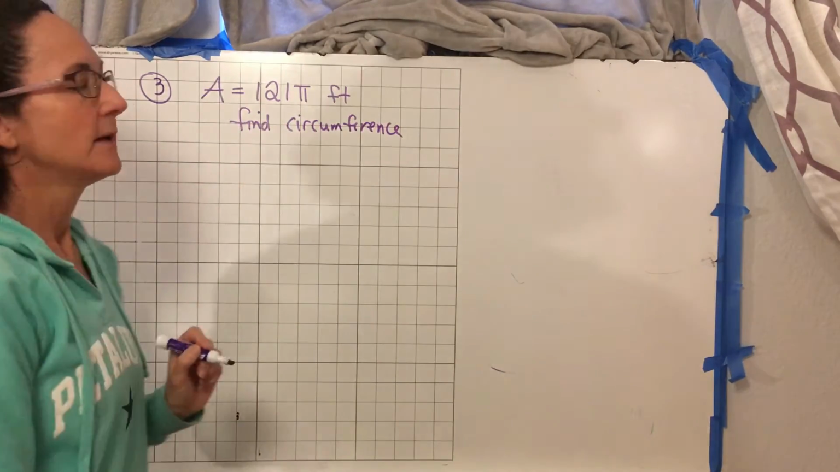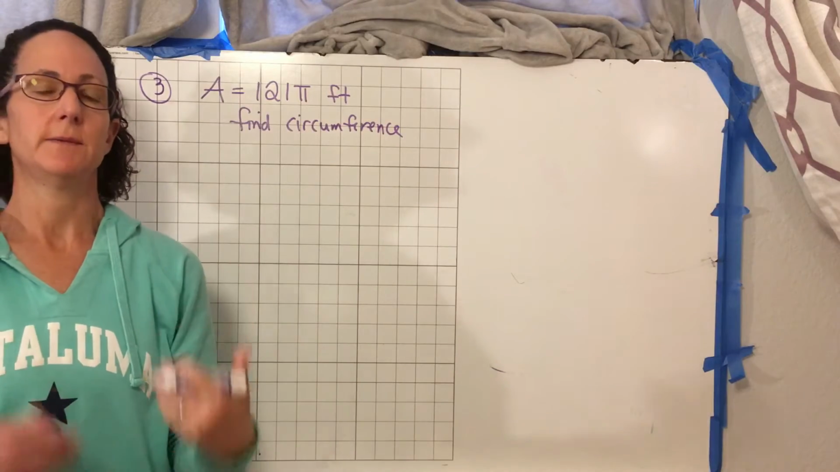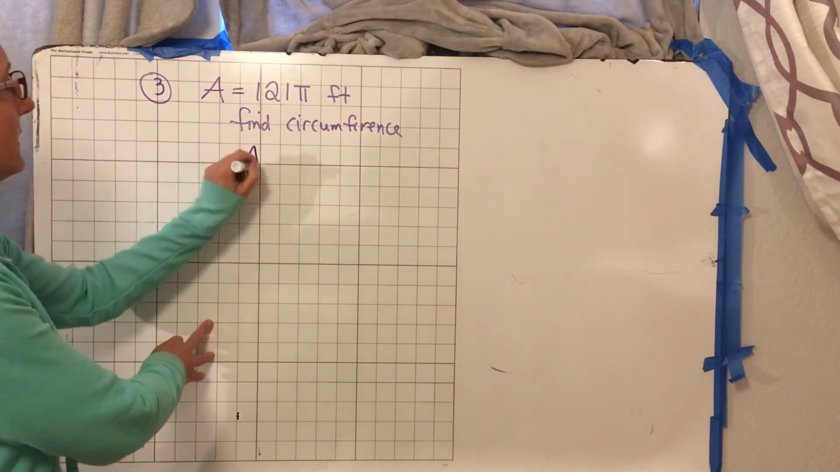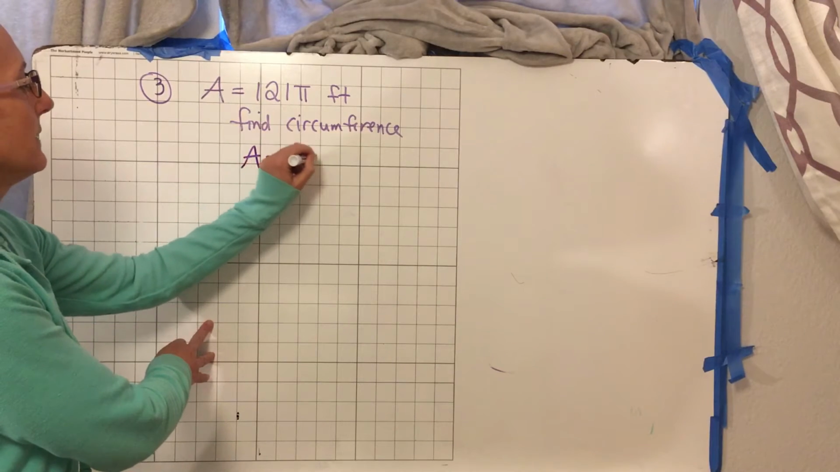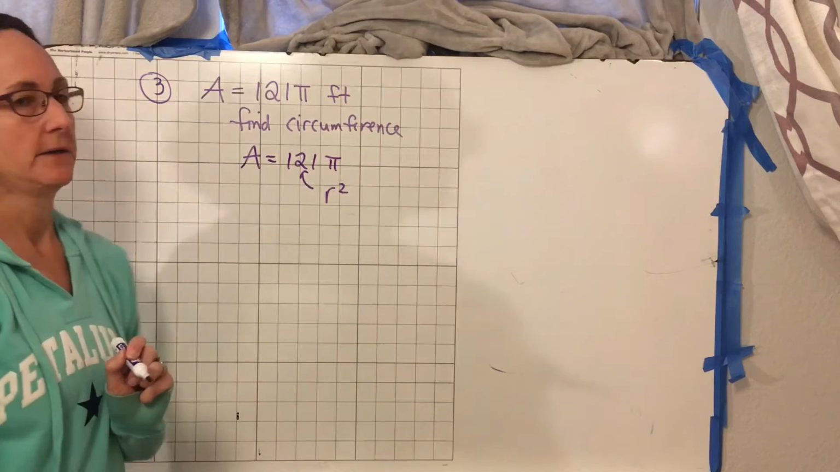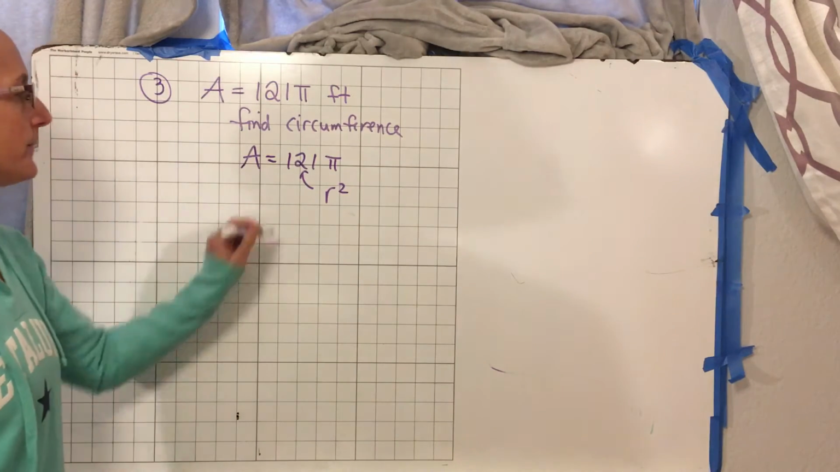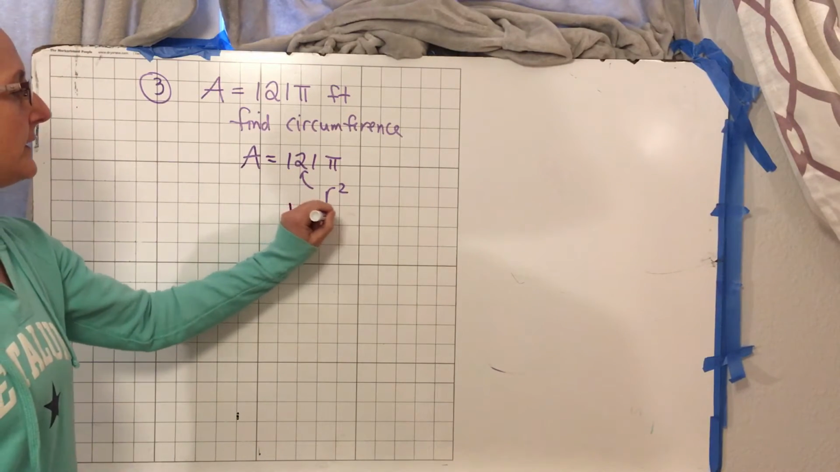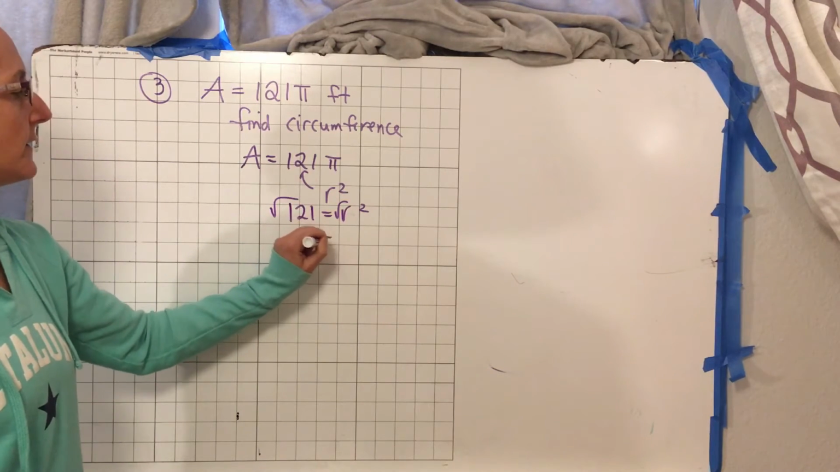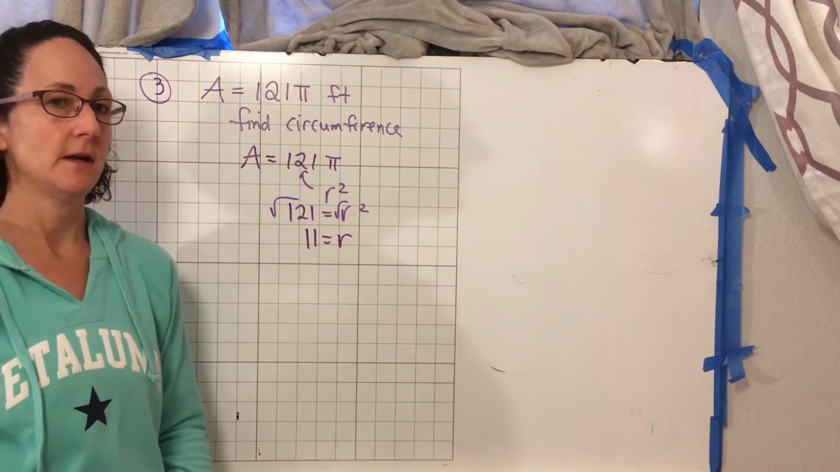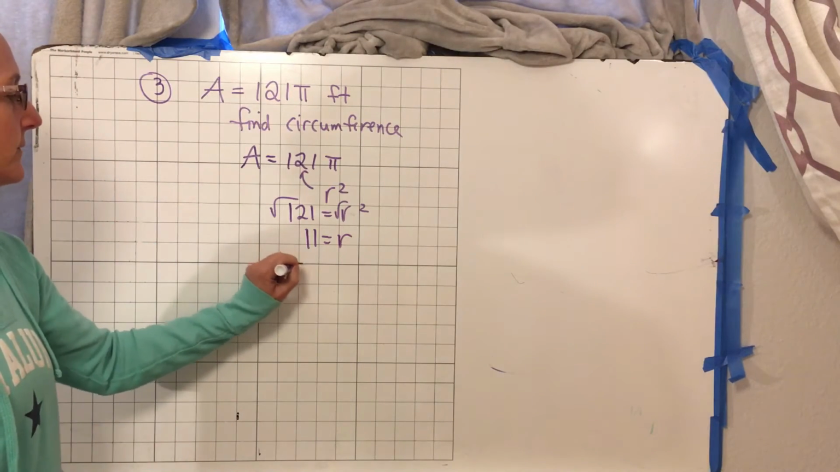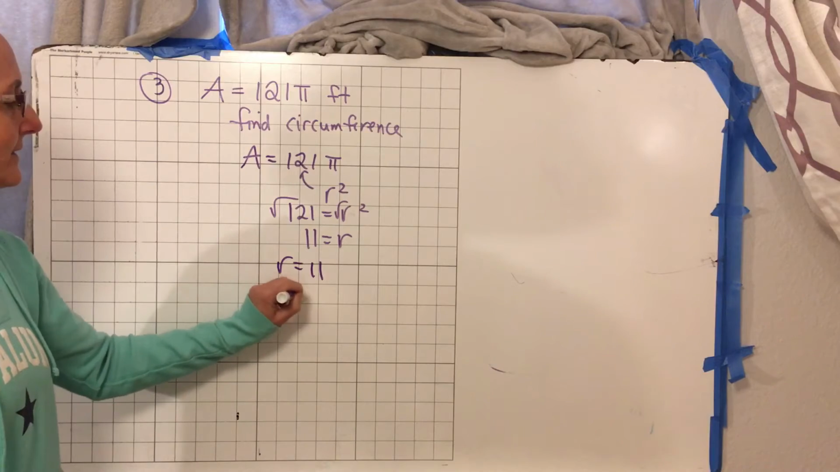Okay, so again, try this on your own, pause the video, and then play it and see if you got it right. All right, so we know that the area equals 121 pi. This represents r squared. So if 121 equals r squared, to get r, you square root that and you get that r equals 11.